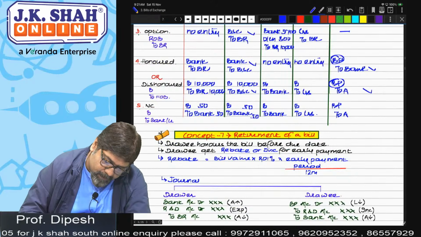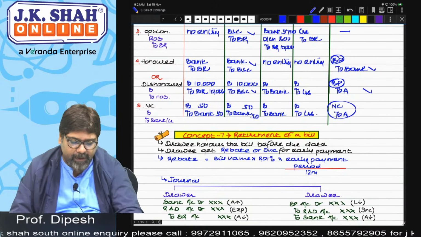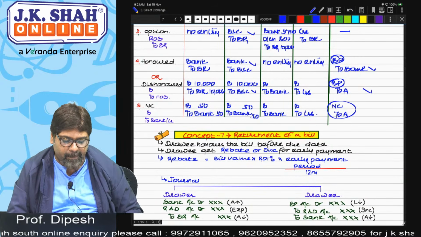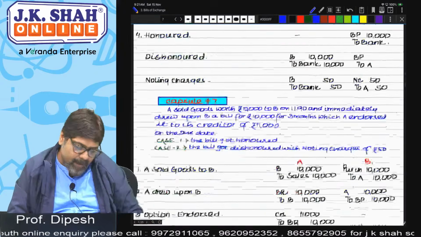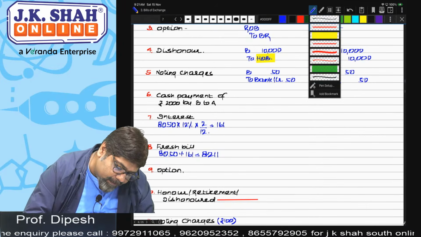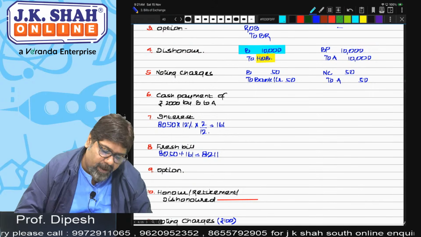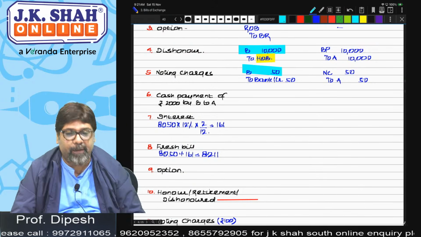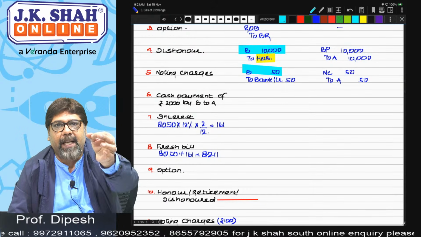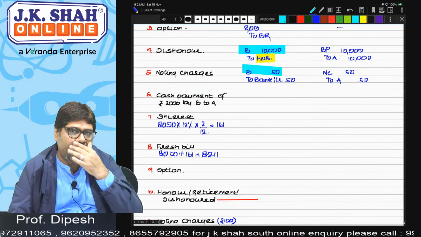Over here it is noting charges to A, and for B, noting charges expense payable to A. Correct? Yes. So now, chartered, how much am I supposed to receive from B? I am supposed to receive from B 10,000 on account of the bill and 50 rupees on account of noting charges. I want from B 10,050.